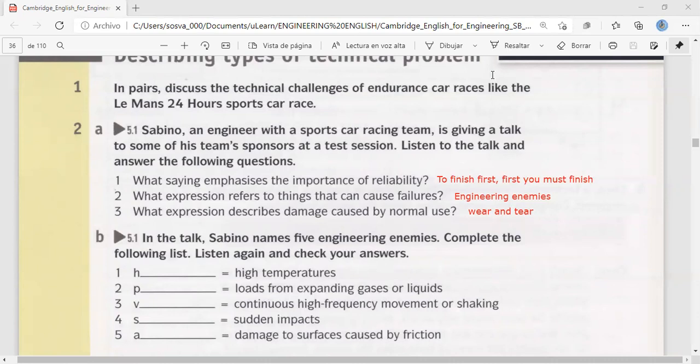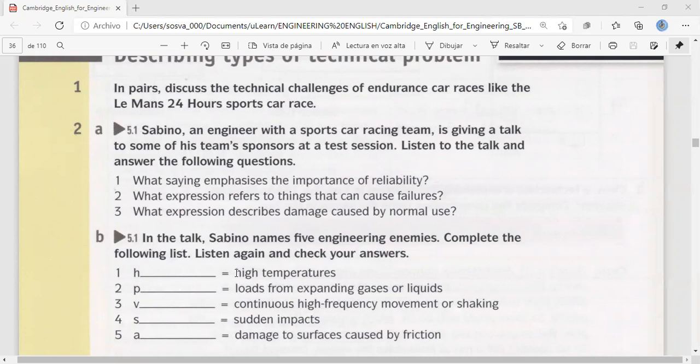Well, the letter B: in the talk, Sabina names five engineering enemies. Complete the following list. Listen again and check your answer. During the listening, Sabina mentioned the engineering enemies. You might remember them as automotive parts. So we have the first letter of the component and the definition or meaning of it.